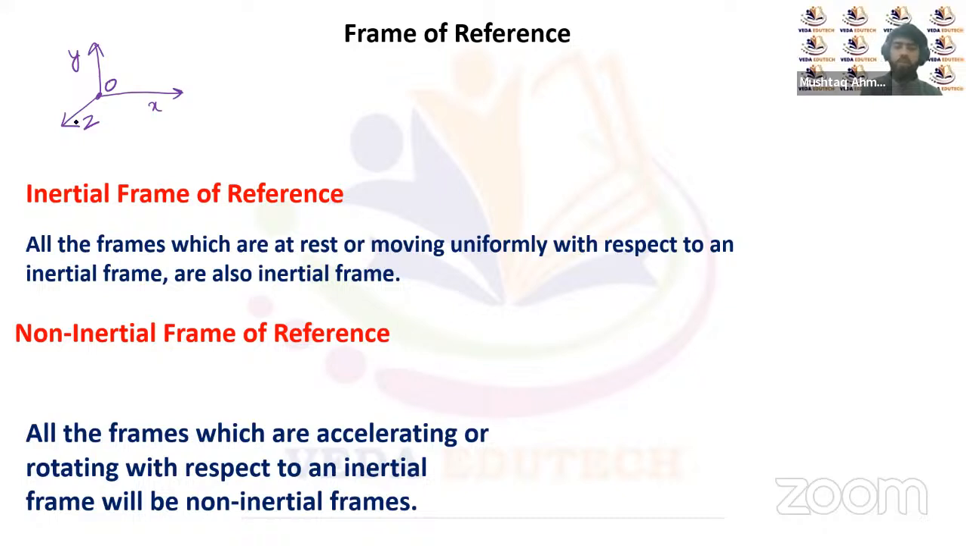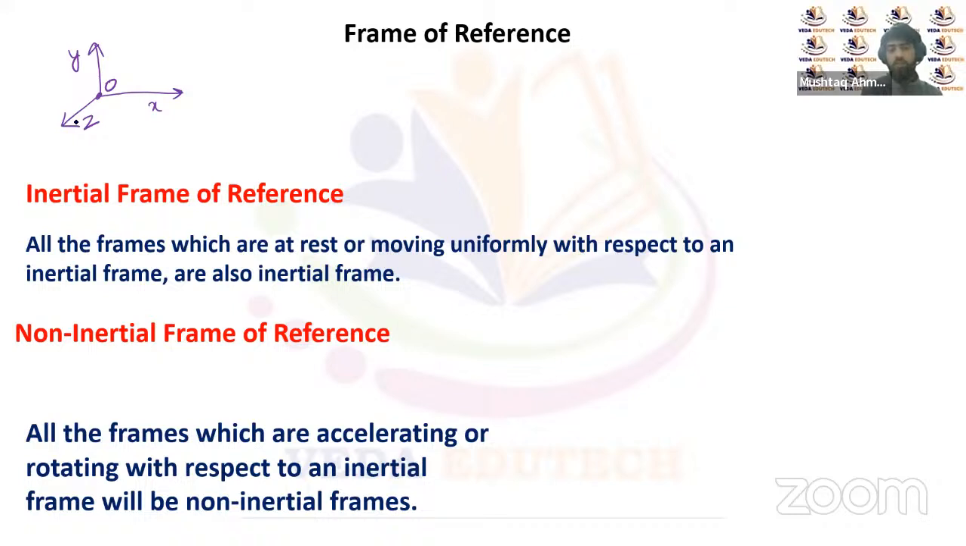With respect to inertial frames of reference, any reference with respect to which we are observing the motion of a system or a body, the frame of reference which is either at rest or is moving with a uniform motion, moving with a constant velocity, that frame we call an inertial frame, right?